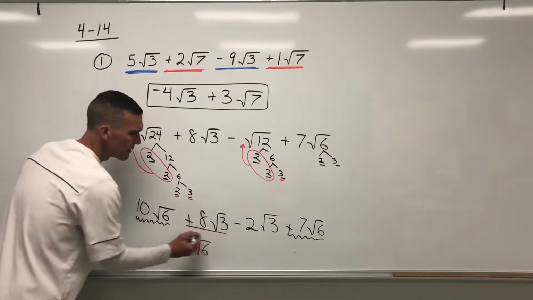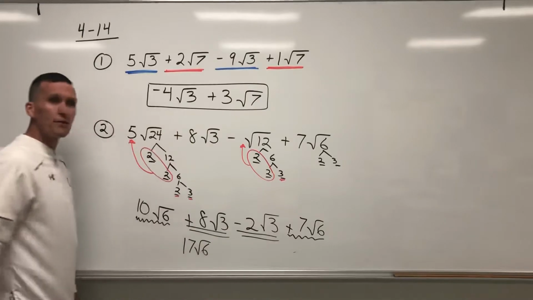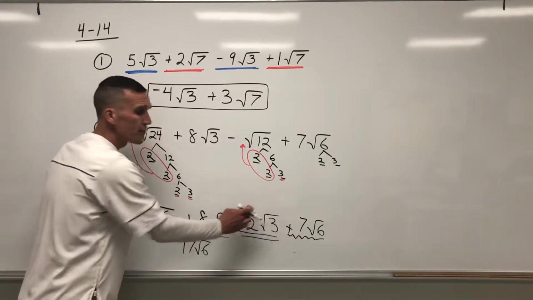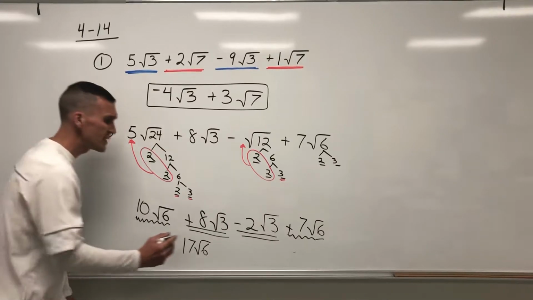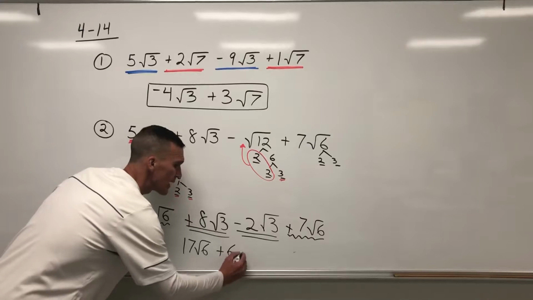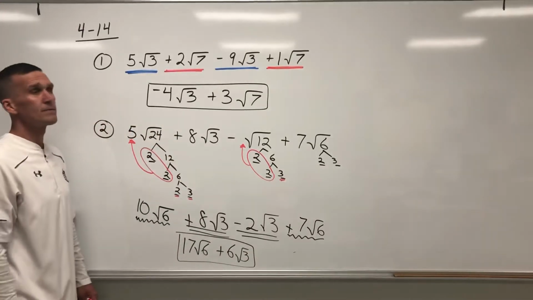And then there's a rad 3. There's a rad 3. So positive 8 rad 3 minus 2 rad 3. 8 minus 2 is positive 6. So I put a plus symbol for positive, 6 rad 3, and that is my final answer.